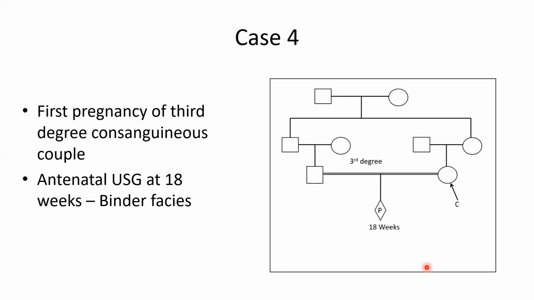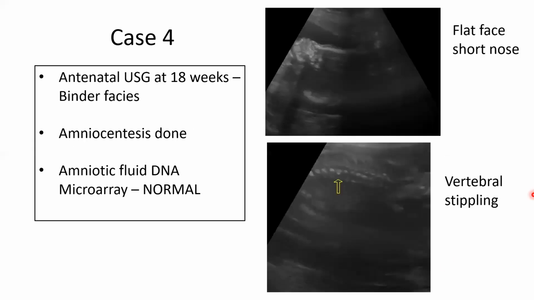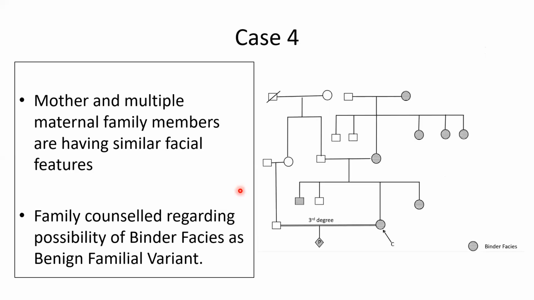They presented at 18 weeks of gestation with antenatal ultrasound suggestive of binder faces. So here we can see the flat face and short nose. And then here there was vertebral stippling. And amniocentesis was done. Amniotic fluid DNA microarray was normal. Then again the detailed history was taken, and we found that on the maternal side, the mother and multiple relatives had the same facial profile.